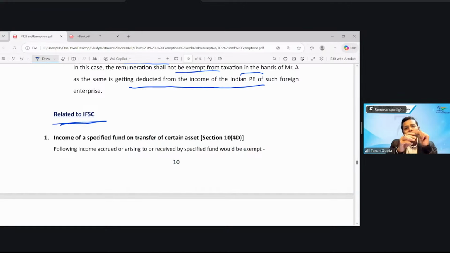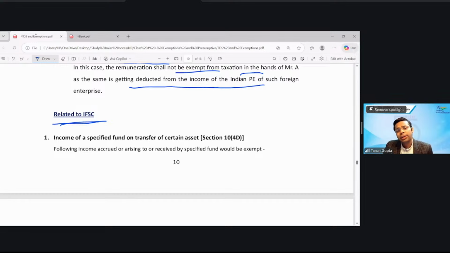To understand why the concept of IFSC was brought in: it was brought in to give a level playing field to international financial institutions so that they can operate from India. So it's actually a land in India which is treated as foreign. Okay. So a lot of exemptions are provided.